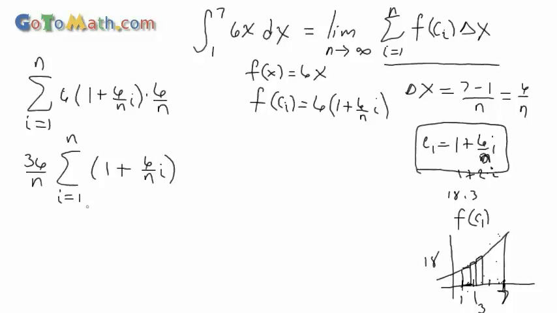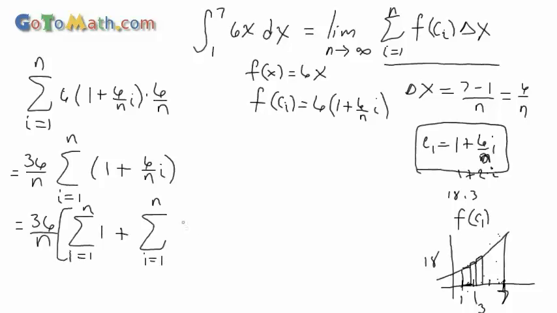Now I'm going to break this up into two separate summations, and I'm doing this because if you're seeing this for the first time, I'm probably not going to try to skip any steps here. So let's rewrite 36 over n. I'm going to put a big bracket here, and we're going to break this up into two separate summations: i going from 1 to n of just the constant 1, plus the summation i going from 1 to n of 6 over n times i.